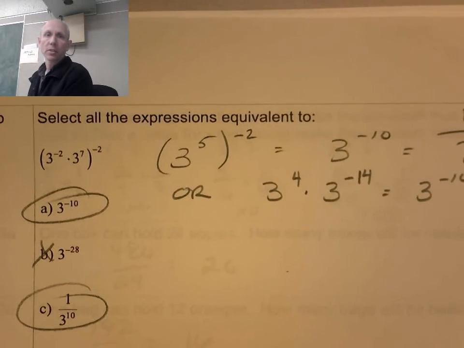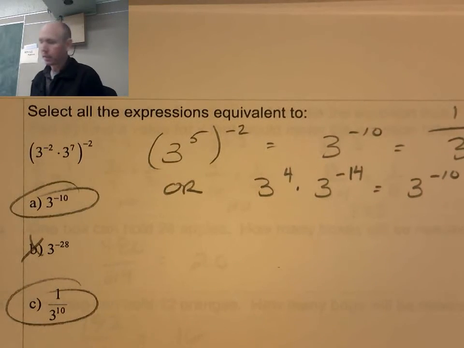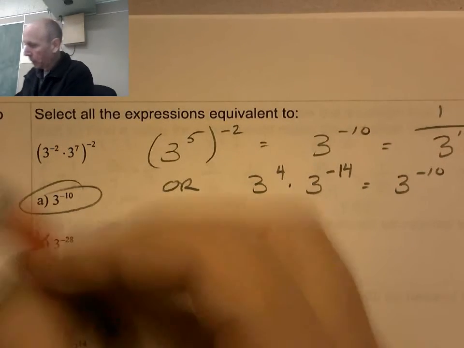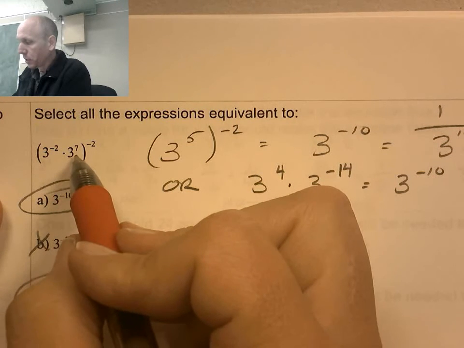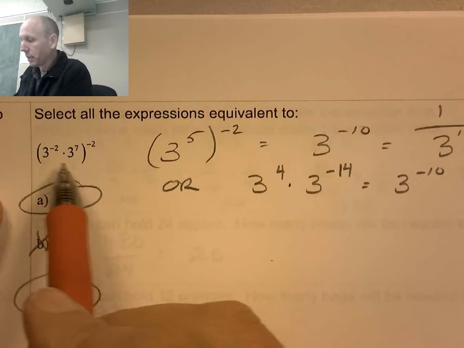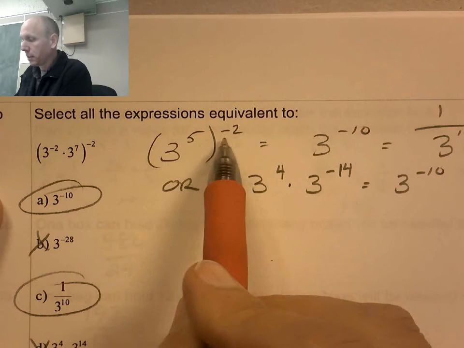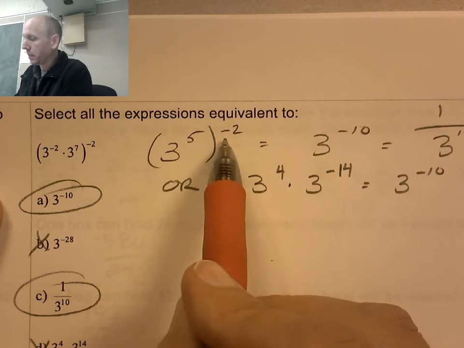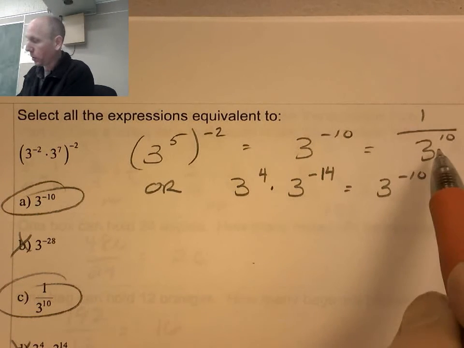All right. Select all the expressions that are equivalent to this guy. Equivalent to means equal to, same as. So when I look at this, 5 to the negative 2 times 3 to the negative 2 times 3 to the 7th, 3 to the negative 2 times 3 to the 7th is going to become 3 to the 5th, because same base, add the exponents. 3 to the 5th, to the negative 2, which gives me 5 times negative 2 is 3 to the negative 10th. That's a negative, so it goes underneath: 1 over 3 to the 10th.